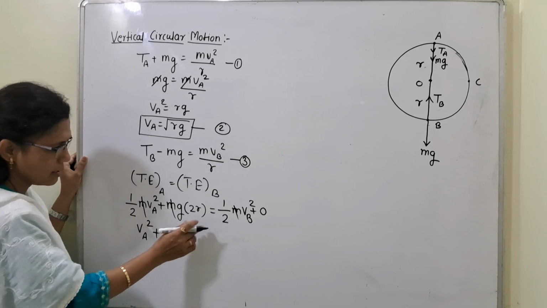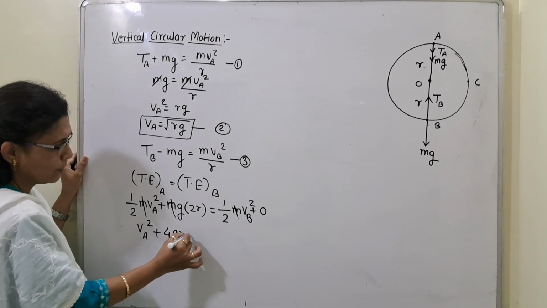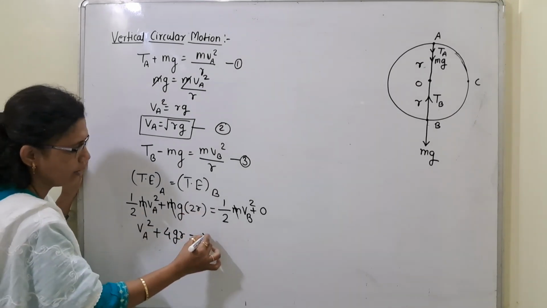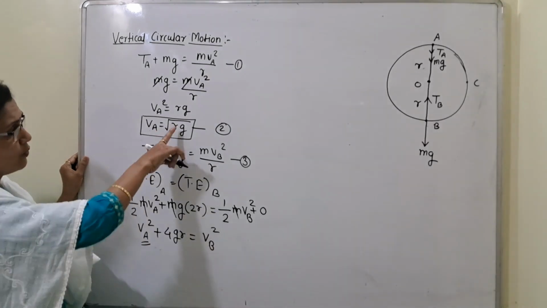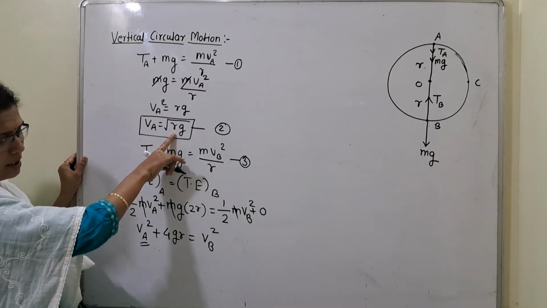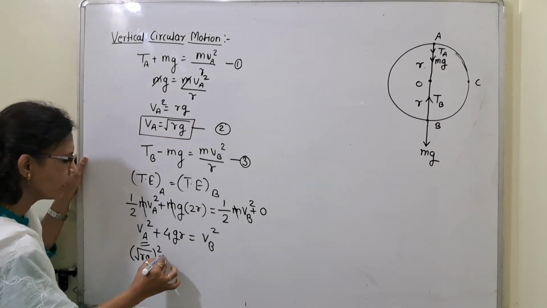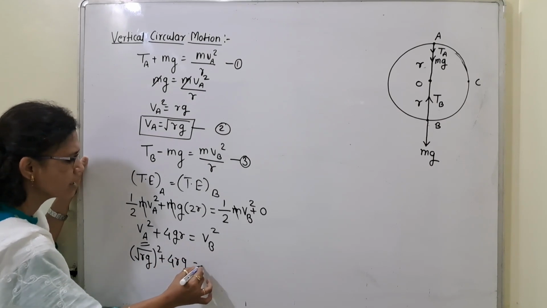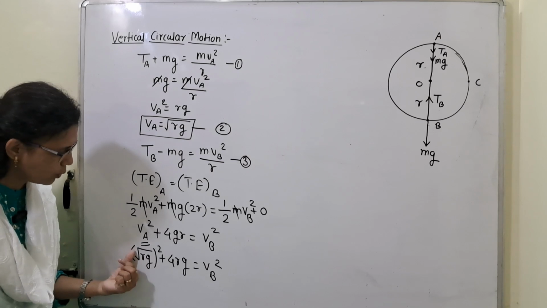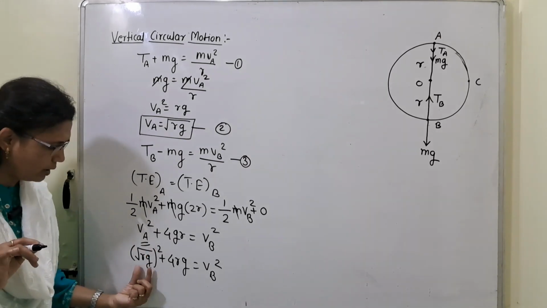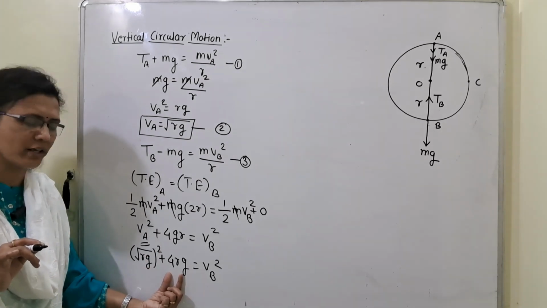square plus 2 into 2, that will be 4RG, is equal to this 2 will become here, therefore only VB square will remain here. Now, what is VA? VA is nothing but square root of RG. So put that value here: under root RG whole square plus 4RG is equal to VB square. Now, the square root and square will get cancelled and only the remaining term will be RG. RG plus 4RG, that will be 5RG.